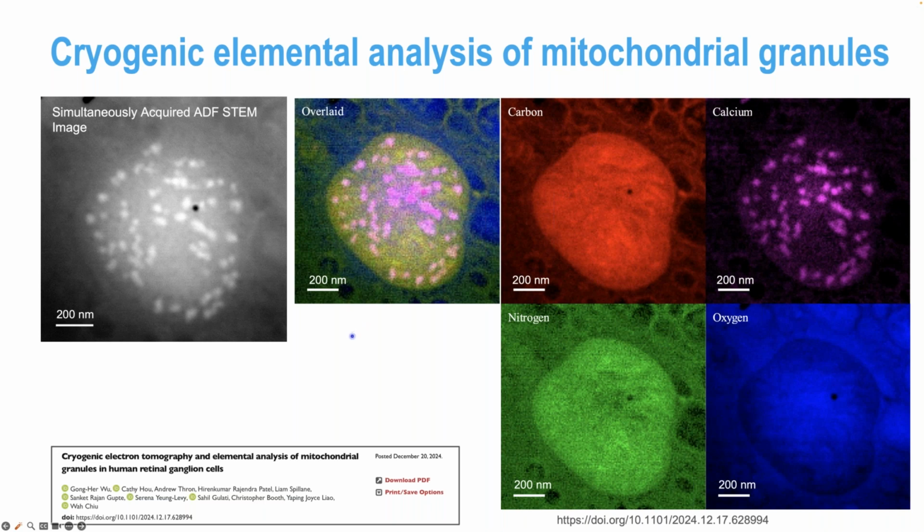So the scientific question in this particular project is actually, where is the calcium? What's the distribution of the calcium? So the question is, is calcium in these little mitochondrial granules in the sample? So after the mapping, what happened next?